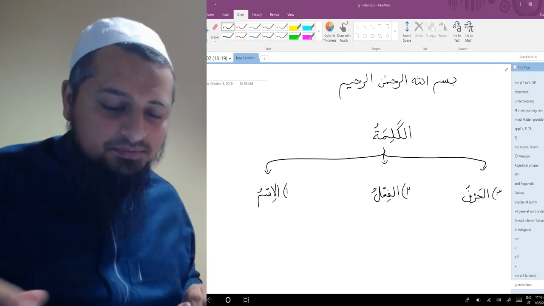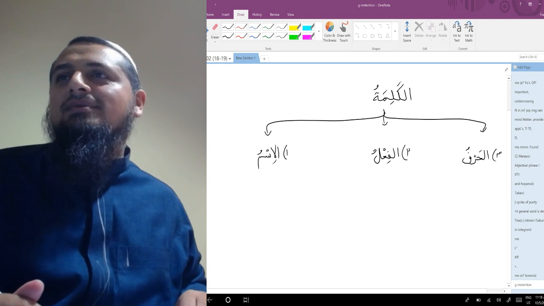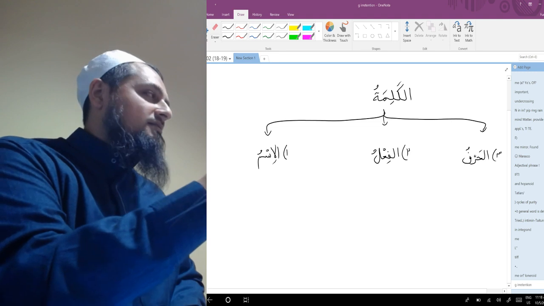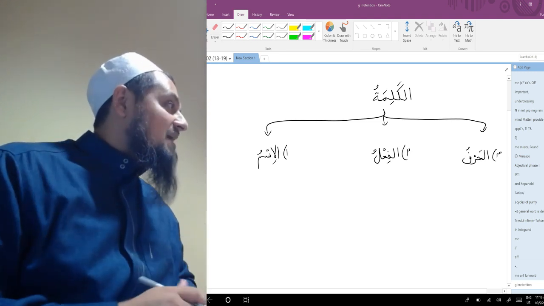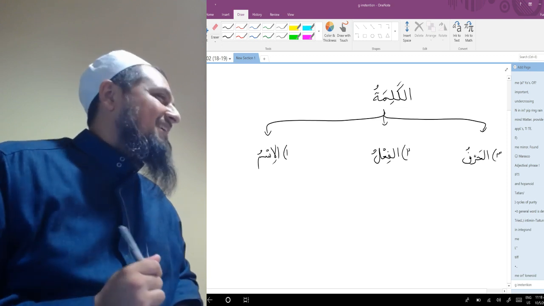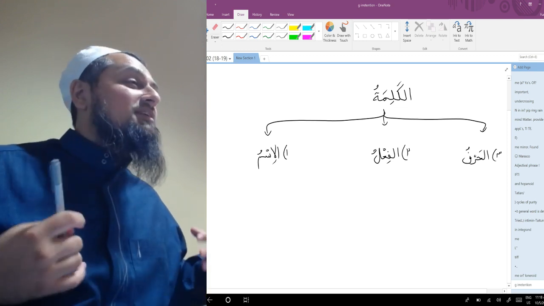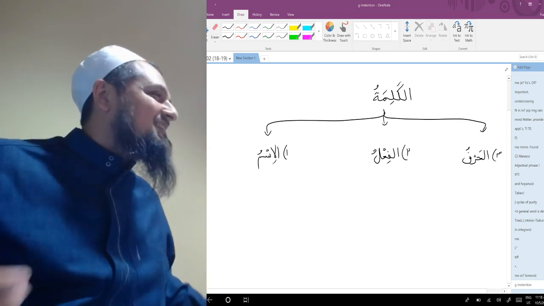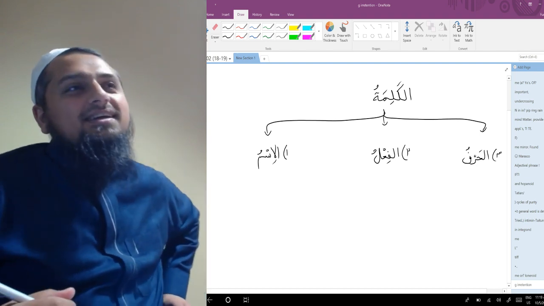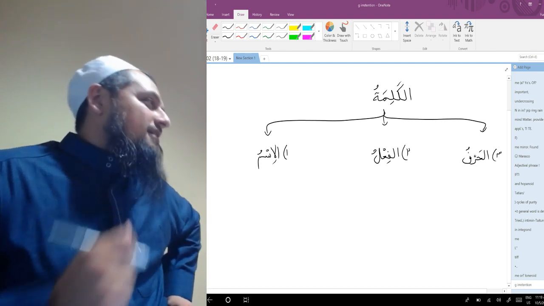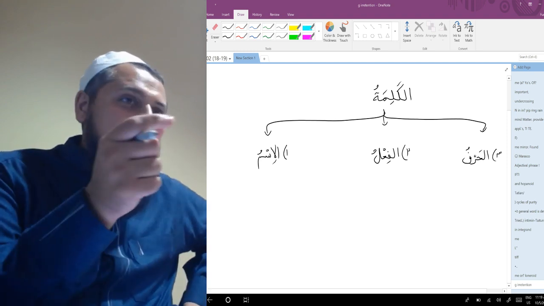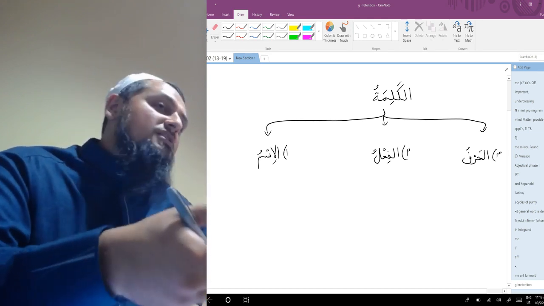So for example, for the verb, I don't know why, but if you look historically throughout all books of Arabic grammar, the first verb they always give as an example is daraba. You guys know what daraba means? To hit. To strike. I think it's because of the frustrations of all the Arabic teachers. So they always come up with daraba. So for example, if I say daraba Zaydun bakran, it means Zayd hit Bakr.